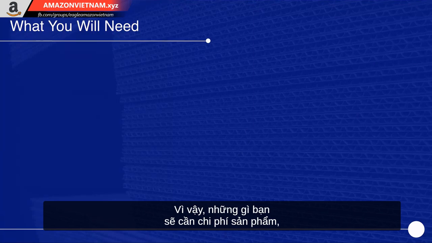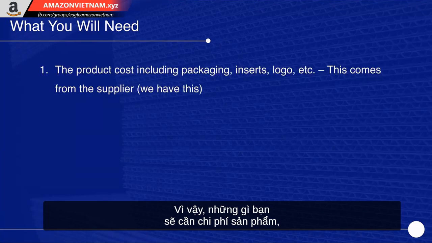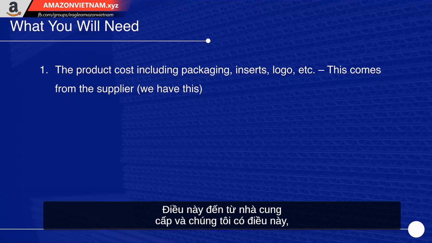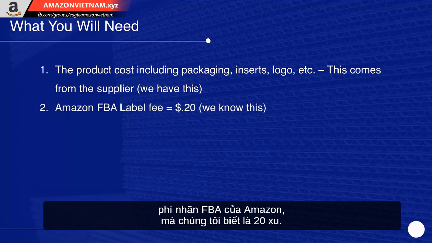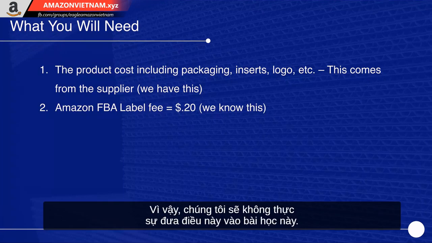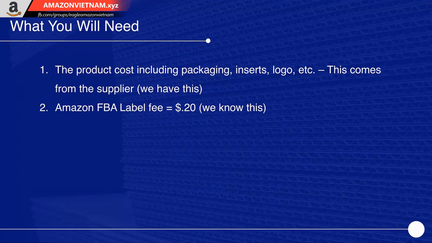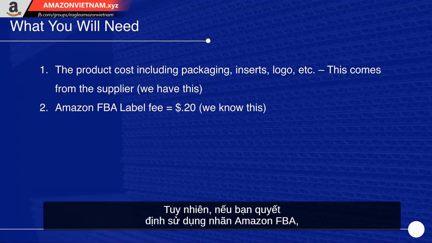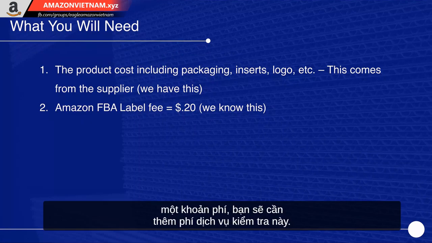So what you will need: the product cost, including packaging, inserts, logo, etc. This comes from the supplier, and we have this. The Amazon FBA label fee, which we know is 20 cents. However, we are going to show you how to skip this, so we're not going to actually include this in this lesson. However, if you decide to go with the Amazon FBA label fee, you will need to add this.